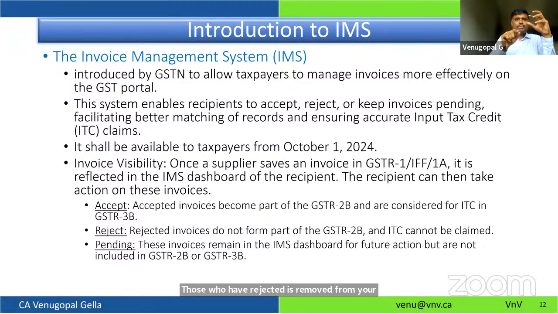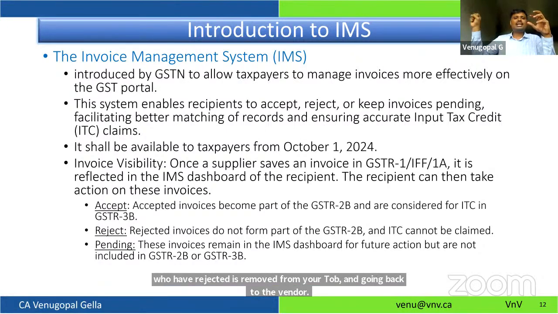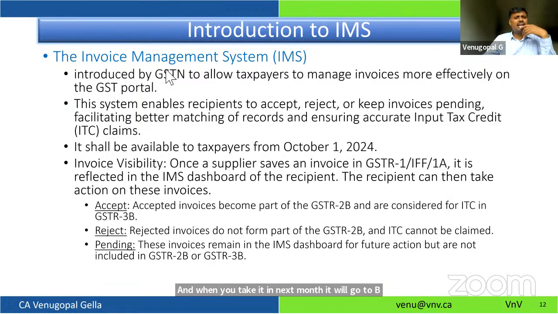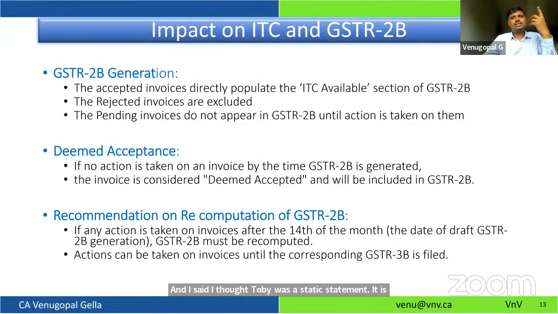Those you have kept as pending are parked separately in some shadow ledger. It will come back and appear in the next month. And when you tick it next month, it will go to 2B. You may say, I thought 2B was a static statement. It is not going to change. Yes, 2B was static all this while.